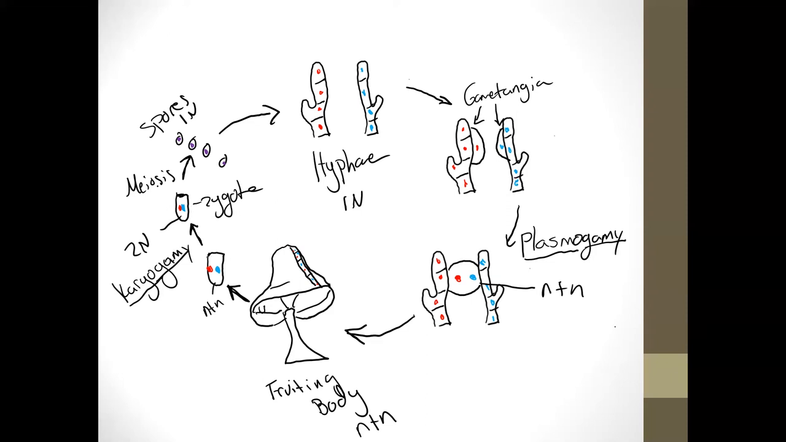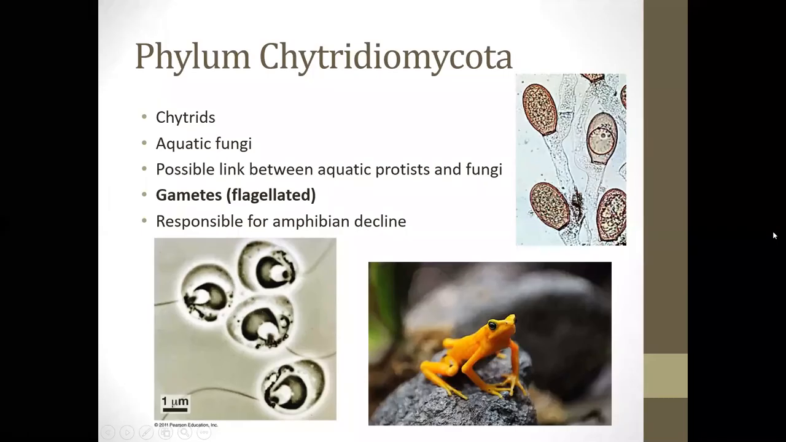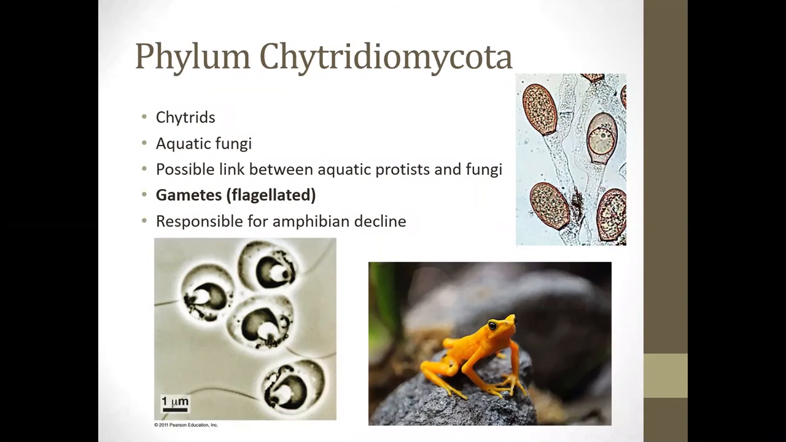It will quickly go through meiosis to create haploid spores, where these haploid spores can then be flung off into the environment to grow up to be new haploid hyphae somewhere else. So that is the complete life cycle of fungi. Now we're going to just try to keep this in mind. This is a very generalized life cycle, so we're going to see this more specifically in different phylum of the fungi. Okay, so now we're going to go through the different phylum of these fungi.